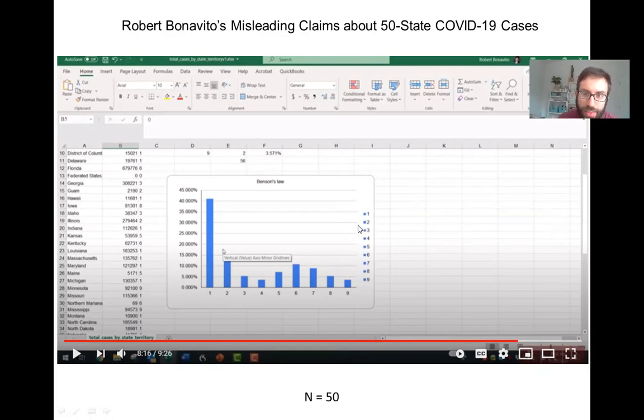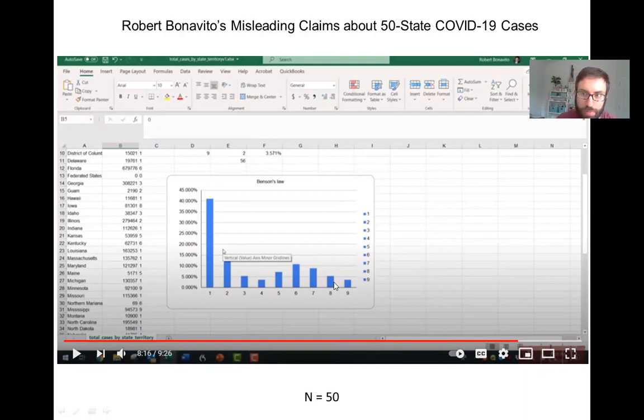So he looked at the 50 state COVID-19 cases and was trying to use this thing called Benford's Law, which tells you something about the distribution that should occur of the first digits of numbers when you have a data set. And he said, oh, look, here's what I'm getting as my distribution of the first digits of the numbers. And it's not matching Benford's Law. Therefore, there's something suspicious going on.